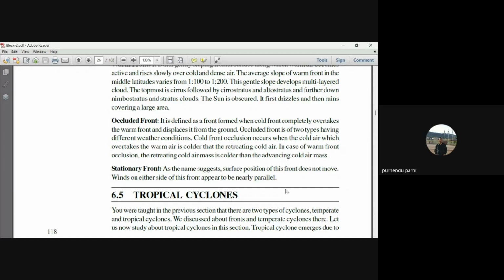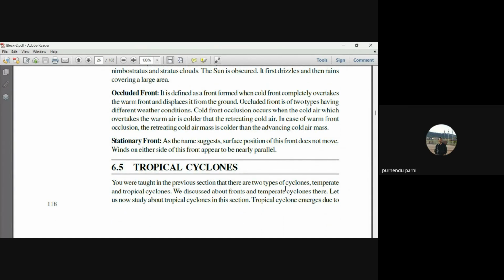Then occlusion front. It is defined as the front formed when the cold front completely overtakes the warm front and displaces it from the ground. Occluded front is of two types, having different weather conditions. Stationary front, as the name suggests, the surface position of the front does not move. Winds on either side of this front appear to be nearly parallel.